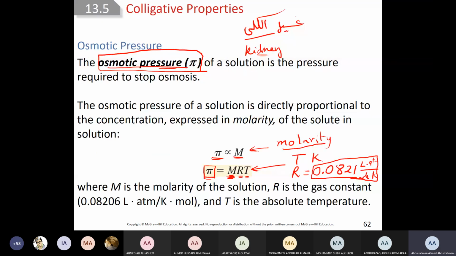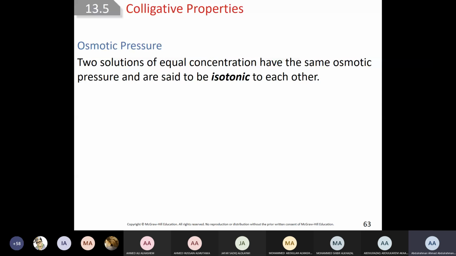Okay. Now the three equations. Let's talk about this. Three very important equations we talked about. The freezing point depression. Don't forget depression. And boiling point elevation. And the last one is osmotic pressure.